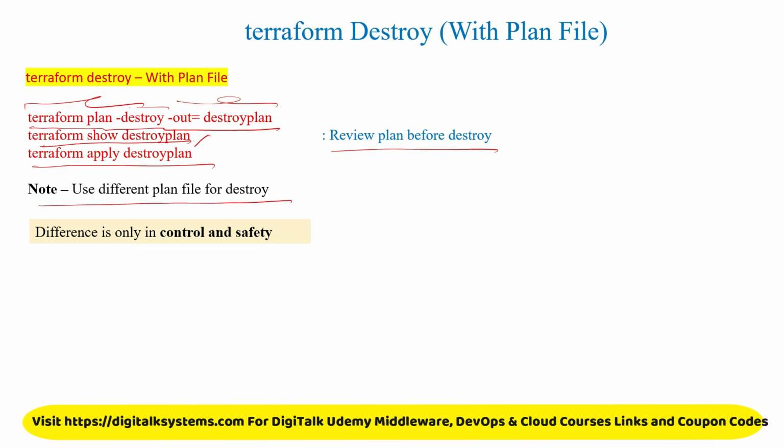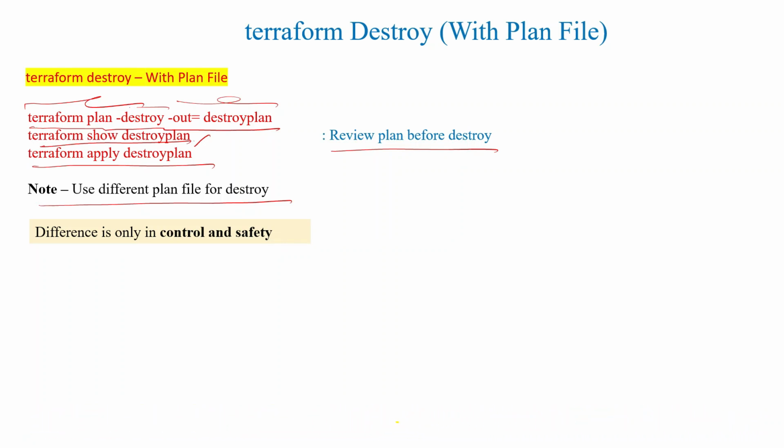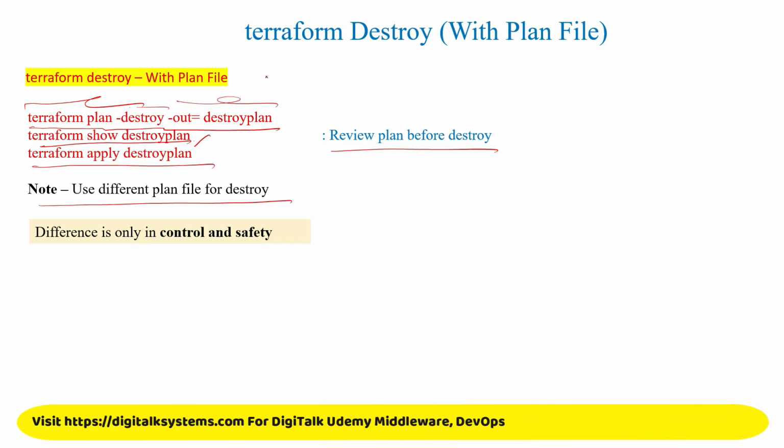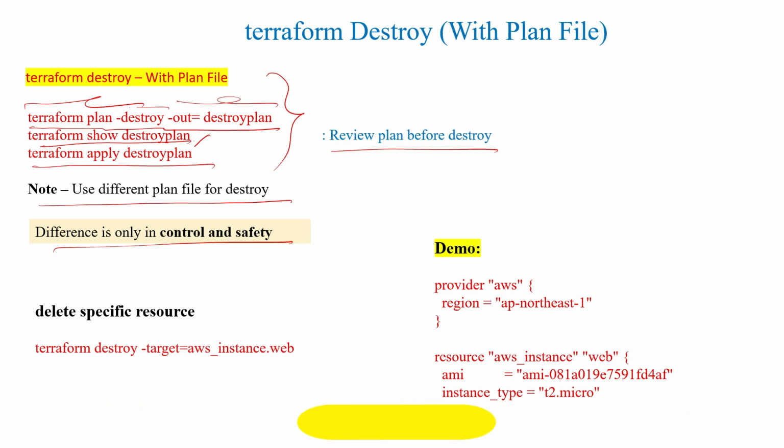As we have seen, we create the plan file during the planning phase as well, before we actually apply the changes. Those plan files are completely different from the file that we create for the destroy. The difference is only in control and safety. Now some demo. This is going to delete all the resources that have been created with the help of the Terraform apply command.